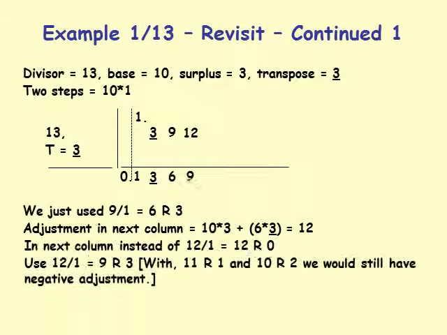Okay, let's continue here. So we could do 12 divided by 1, which is 12 remainder 0. Instead we will use 9 remainder 3. If we were to use 11 remainder 1 or 10 remainder 2, you would still have a negative adjustment. When I use 9 remainder 3, I will get a positive adjustment in the next column, which is 30 minus 27, which is plus 3. Okay, now I get 9 here.